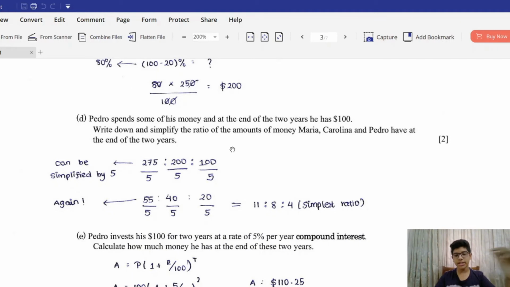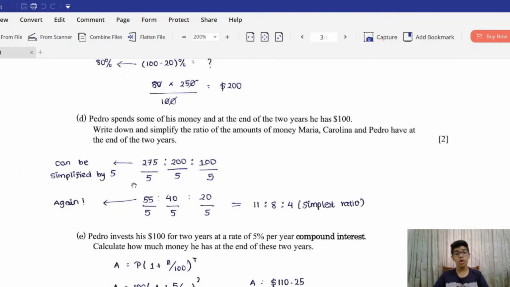Pedro spends some of his money, and at the end of 2 years, he has $100. Write down and simplify the ratio of the amounts Maria, Carolina, and Pedro have at the end of 2 years. So basically, we need to first write down the actual amounts they had after 2 years. Maria had 275, Carolina had 200, and Pedro had 100. So 275 ratio 200 ratio 100.